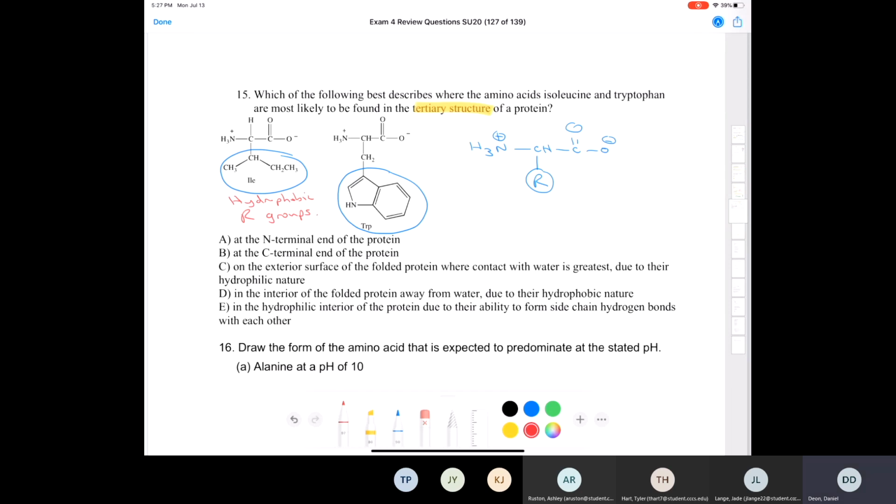So where are these going to be? A says at the N-terminal end of the protein. Well, not necessarily. B says at the C-terminal end of the protein. Again, not necessarily. C says on the exterior surface of the folded protein where the contact with water is the greatest due to their hydrophilic nature. Well, that's not going to be true, right? We just said they're both hydrophobic. They're water-hating. What about D? In D, it says in the interior of that folded protein away from water due to their hydrophobic nature. Exactly, that would be the answer.